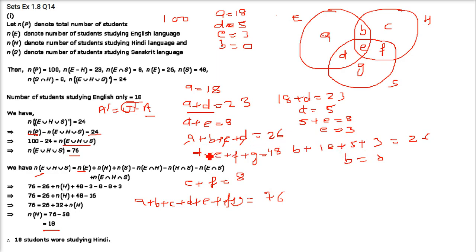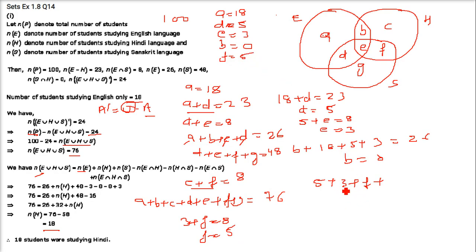Now coming to here, D, E, F, G. So what is D? 5. E is 3. F we don't know. F we have found out. F is this one. So let me just go here. E plus F is 8. So E plus F is what? 8. E we know. 3 plus F equal to 8. F will be equal to 8 minus 3, that is 5. F is 5. So F is known to us.